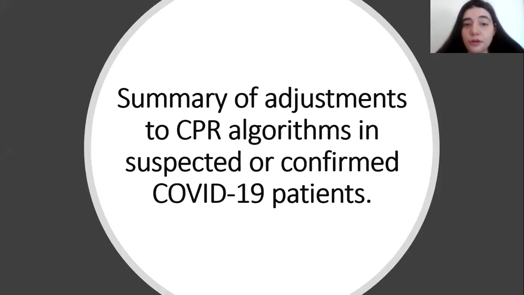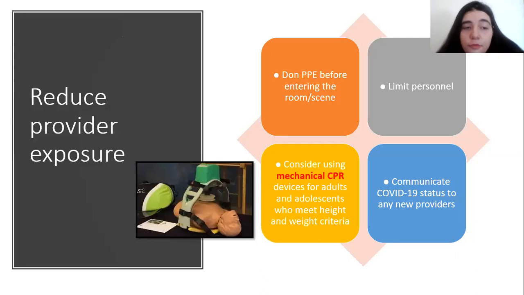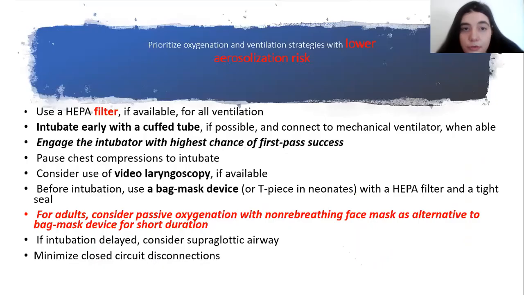So as a summary of adjustment to CPR algorithm in suspected or confirmed patients with COVID-19, first, you need to reduce the exposure. Of course, use PPE, limit the personnel, consider using mechanical CPR, as we see here, a device for adults and adolescents who meet the height and weight criteria, and communicate COVID-19 status to any new providers, okay?